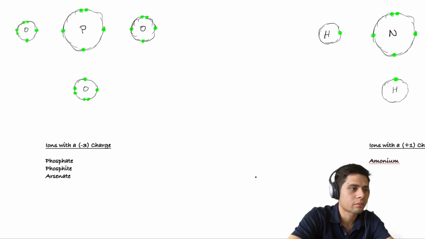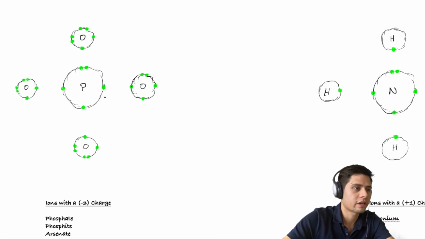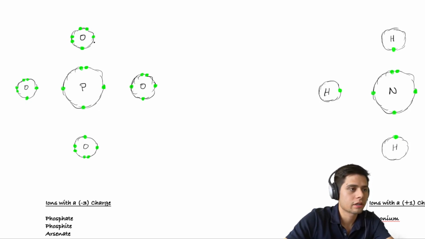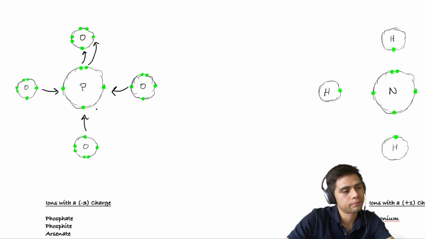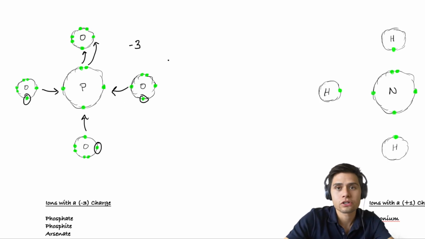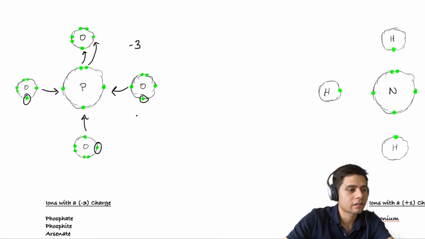So let's get back here and take a look at this structure. So here we have phosphorus and 4 oxygens surrounding it. We can pair these guys up, this guy up, this guy up, and these guys up. And now we have 3 lone electrons. That gives us a negative 3 charge on the polyatomic ion. And this thing is phosphate. This is PO4 with a negative 3 on it.